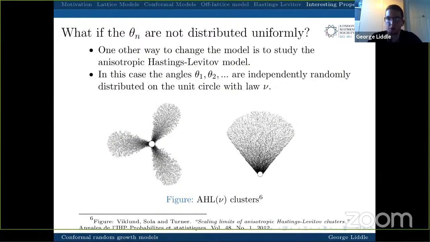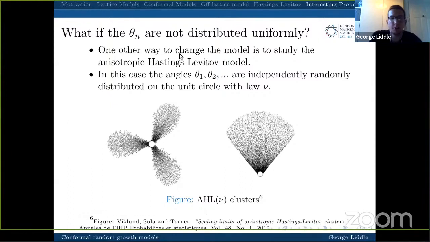The final thing I want to discuss, and I think I've got 5 minutes to do that, is what do we do if the angles we choose are not distributed uniformly? So this can happen in 2 ways. Another model that's been introduced is called the ALE model. And that studies where we are allowed to vary the particle, as well as varying the size of the particle, we can also vary the attaching angle. And I'm not going to go into any detail on that now, but that's another model to look up if you're interested in that.